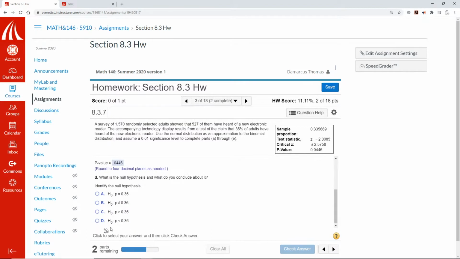What's the null? Well, we really have to just understand the question. And we're talking about 36% of the adults, and we know that a null is always defined to be equal, has an equality symbol in there. So H null, A is the null hypothesis.